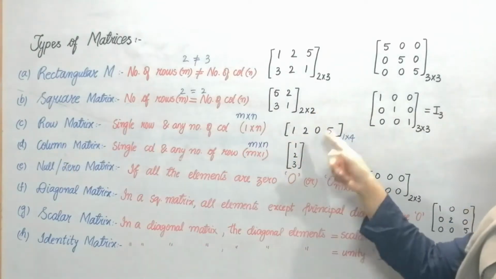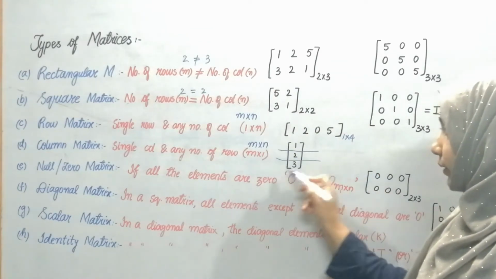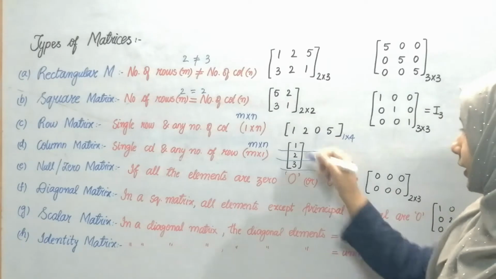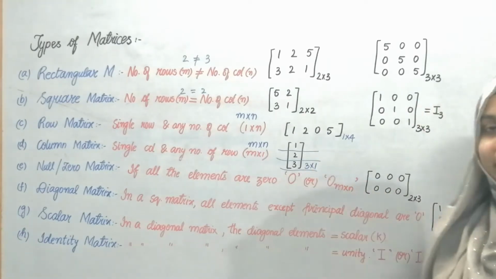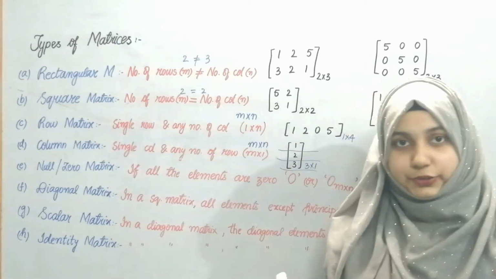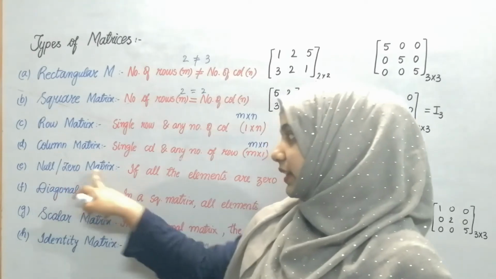For example, here I've got a single column but multiple rows. This is one row, this is one row, this is one row, right? So here I've got 3 rows and 1 column. So this is a 3 by 1 matrix, also known as a column matrix. Easy, right?